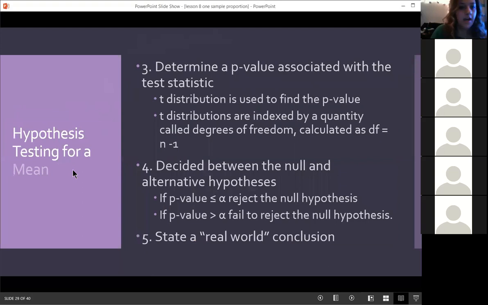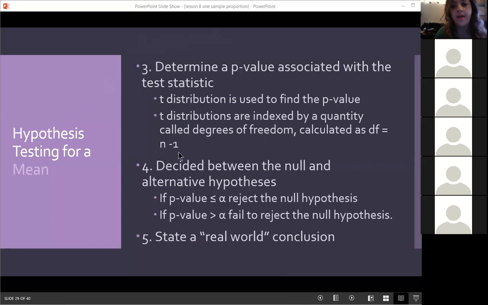All right, and then our third step is going to be determining the p-value associated with that test statistic. So you use that t-distribution, with the test statistic that you got in step 2, you use the distribution that came along with that to find that p-value. And then our degrees of freedom, which is something kind of new that we're talking about, is going to be our sample size minus 1. So that's for one sample mean. There is a different type of degrees of freedom for another type of test, so keep that in mind. But if we're talking about a one sample t-test for a mean, we are going to have our degrees of freedom as our sample size minus 1.